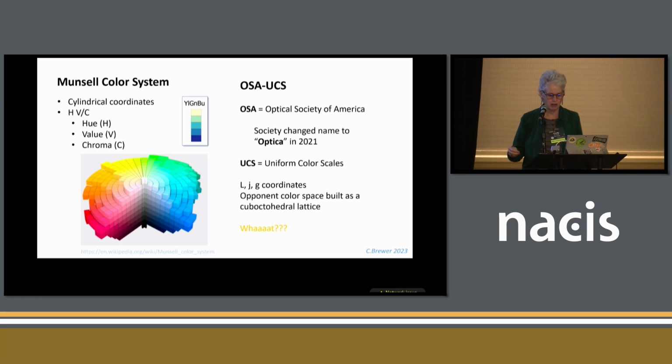The Optical Society of America uniform color scales: uniform means there are equal perceptual differences between equally spaced colors. That's a little harder to do in Munsell because everything converges to that center neutral axis. So when you have different hues around the neutral axis, they're barely different, as opposed to as you get further out in the cylindrical coordinates. The system is built as a cuboctahedral lattice that you can take cleavage planes through. That's like, oh, what does that mean? Actually, creating this talk helped me better understand what it was. I had a vague idea, so I'm going to try to walk you through what that means.